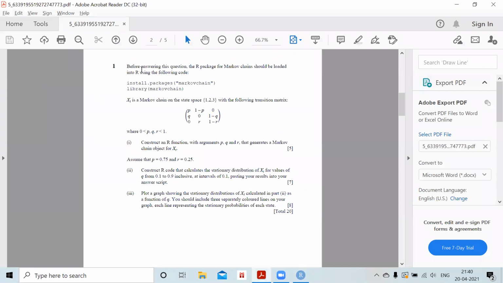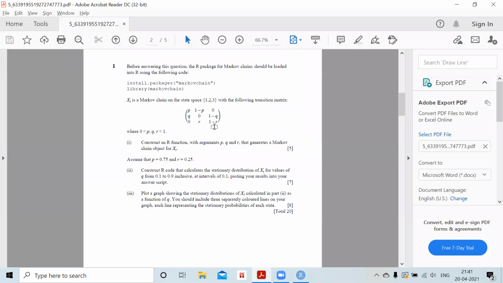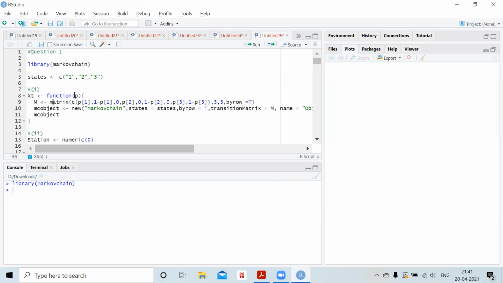Now, moving forward, they've said XT is a Markov chain on the state space 1, 2, 3 with the following transition matrix. They've asked you to construct an R function with arguments P, Q, R that generates a Markov chain object for XT. So XT is a function of P. I have just taken one variable; you can take P, Q, R as well. I prefer using P as an array.